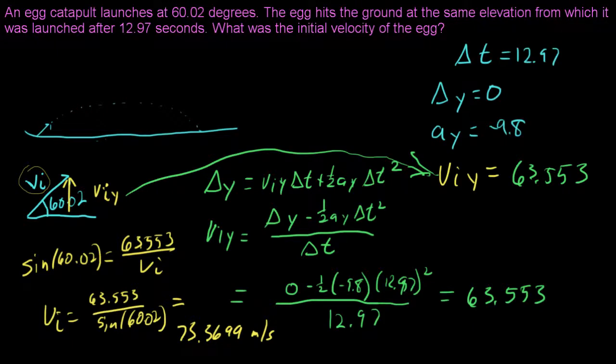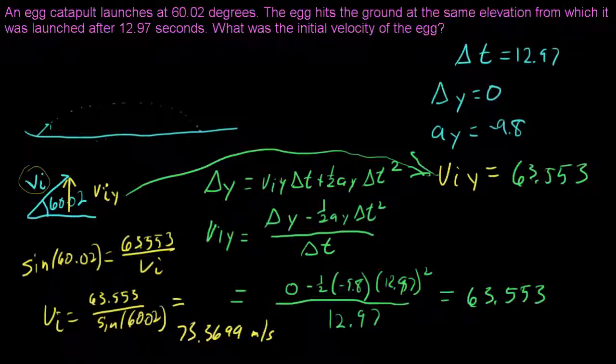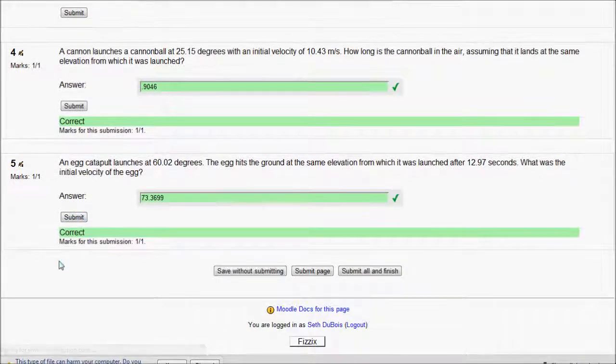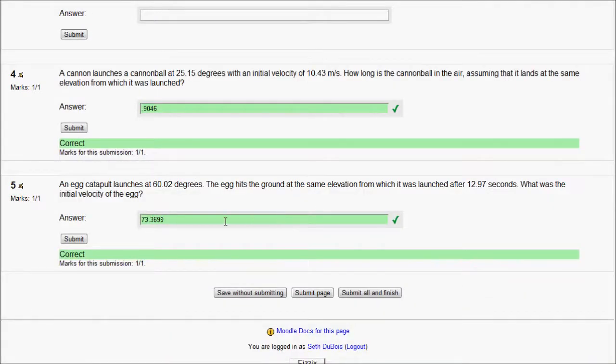I haven't made sure this is right. I might have just missed it, like the rest of you may have just missed it. What was it? 73.3699. Okay, 73.3699. Moment of truth. And there we go. I'm actually really relieved. So there we go. That wasn't so bad. You just have to keep your bearings, trust your kinematics equations, and do it.